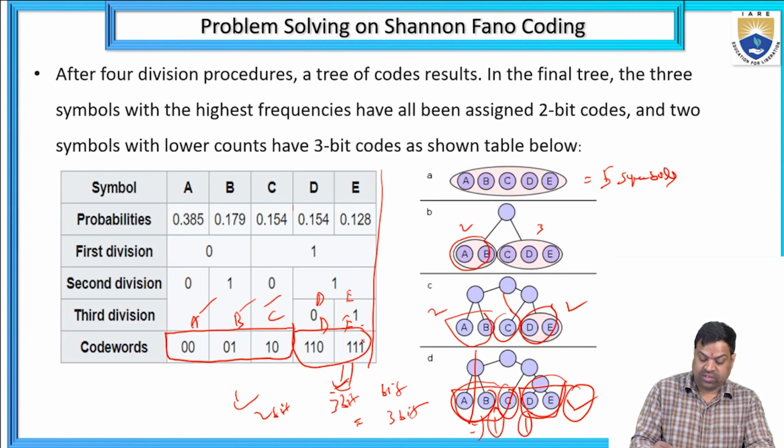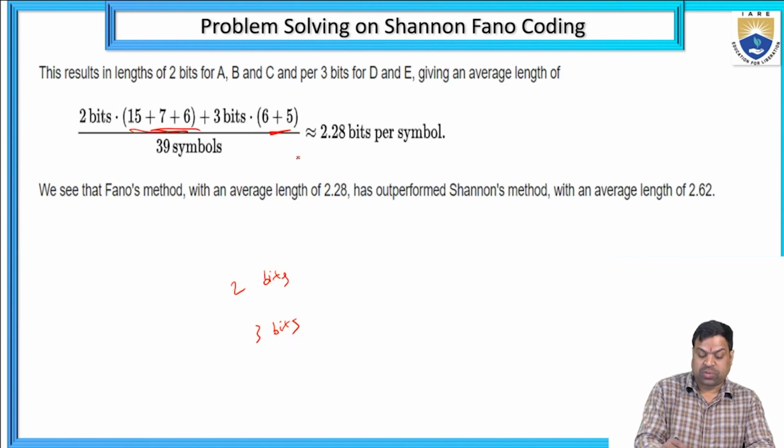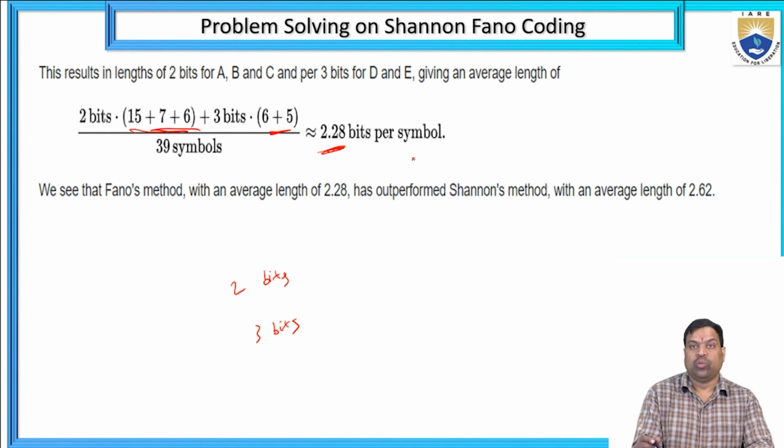D, E. How many are there? 3 bit. 6 plus 5, 3 bit. Total how much equal to? 2.28 bits per symbol. How many symbols means? Total 5 symbols with the average of 39 total symbols.